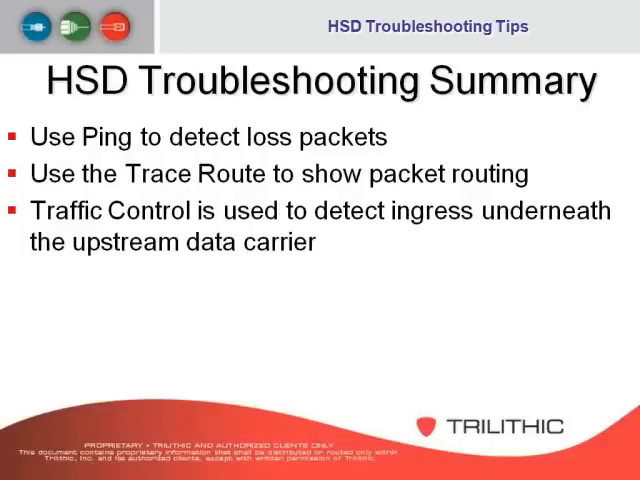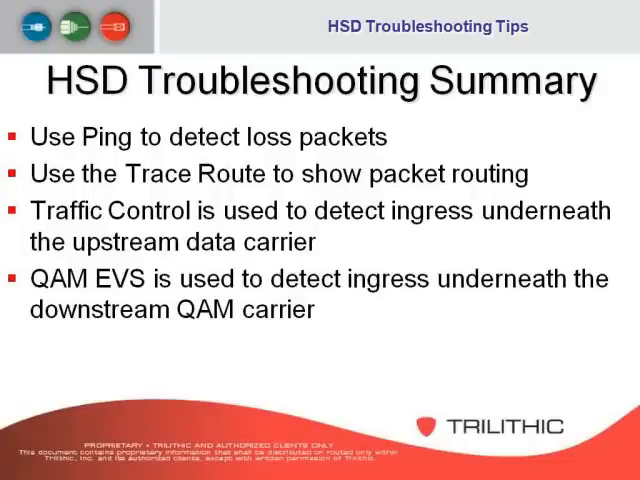Traffic control. Traffic control is used for detecting any ingress that falls beneath the traffic or the upstream data carrier. Whenever there's data or traffic present, you can't see the ingress that's under it because the traffic will mask what's happening at the noise floor level. Traffic control in the 860 DSPI allows you to see beneath the traffic or the modem carrier that's on the upstream.